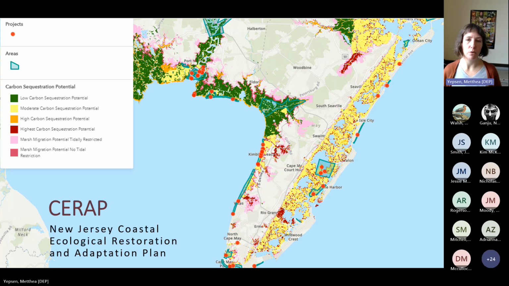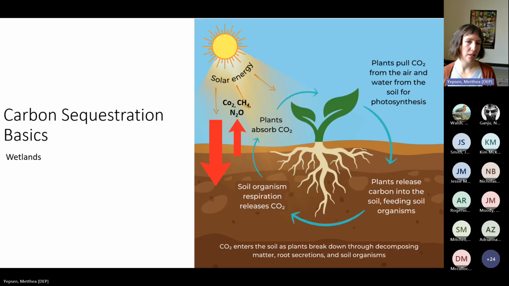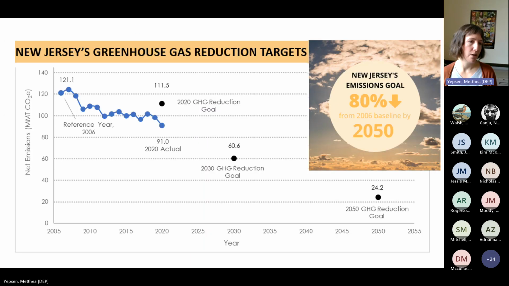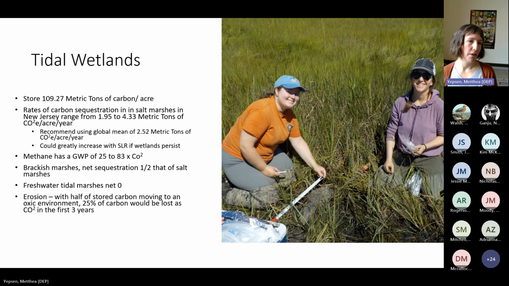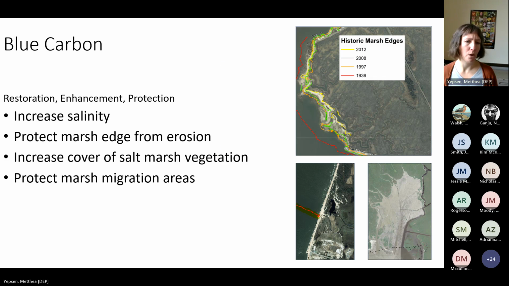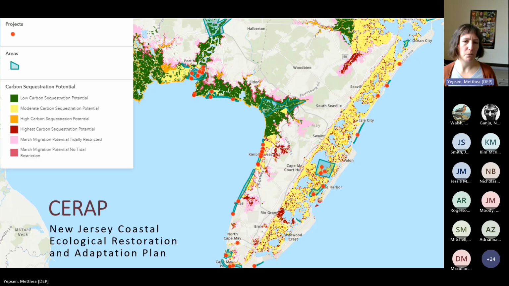So I know that those terms are a mouthful. So basically, we took the information from these past few slides. So this one, thinking about the rates of carbon sequestration, how much carbon would be lost during an erosion event, how much a new marsh could be expected to sequester each year, salinities, thinking about the different types of projects, and we attempted to put it into this one layer.